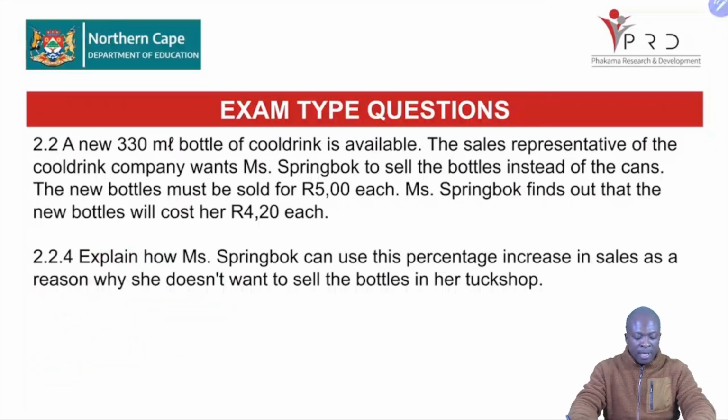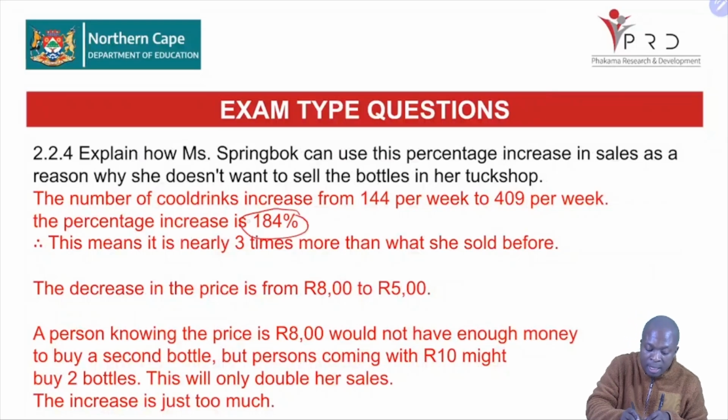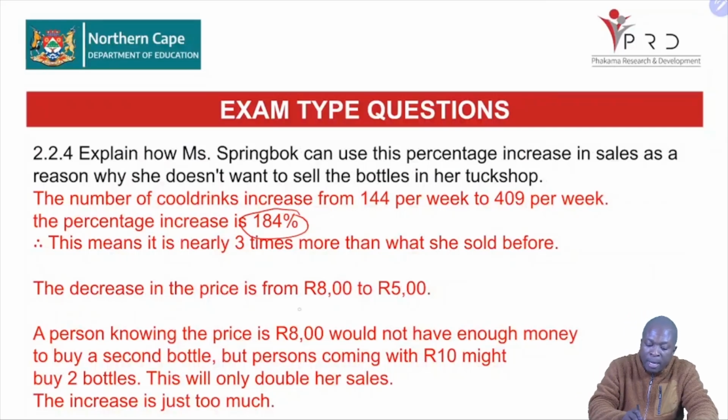All right, welcome, learners. So this is how I wanted you to explain when you get such questions. You'll be saying the number of cool drinks increased from 144 per week to 409 per week. Now, the percentage increase is what? 184%. This means that it is nearly 3 times more than what she sold before. The decrease in price is from 8 rand to 5 rand.